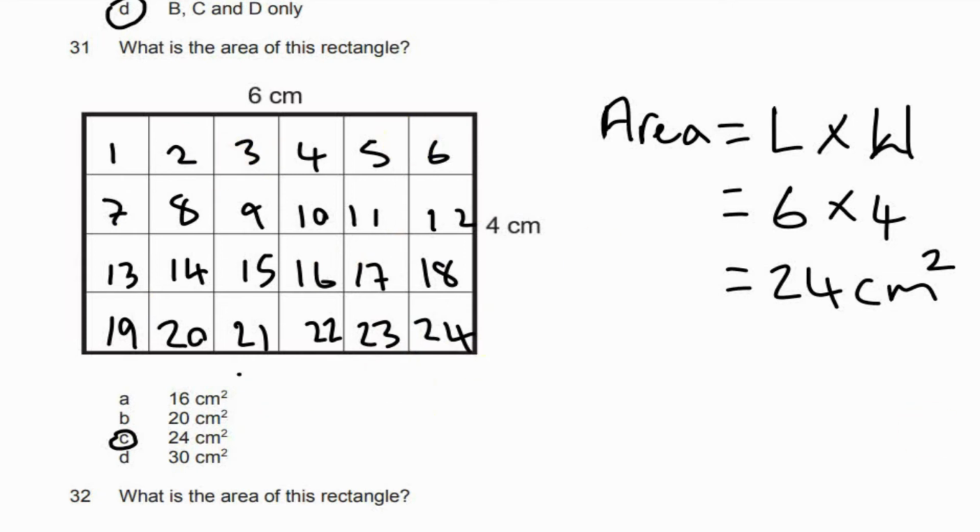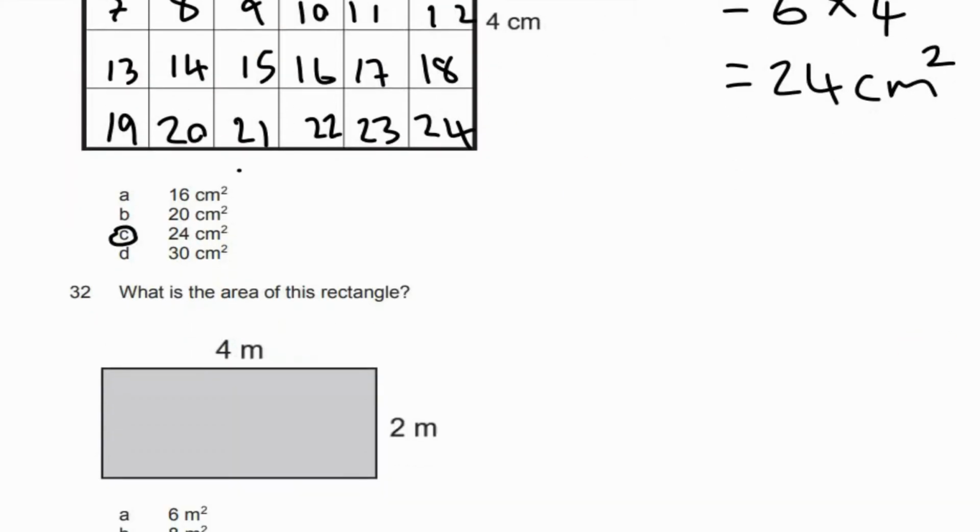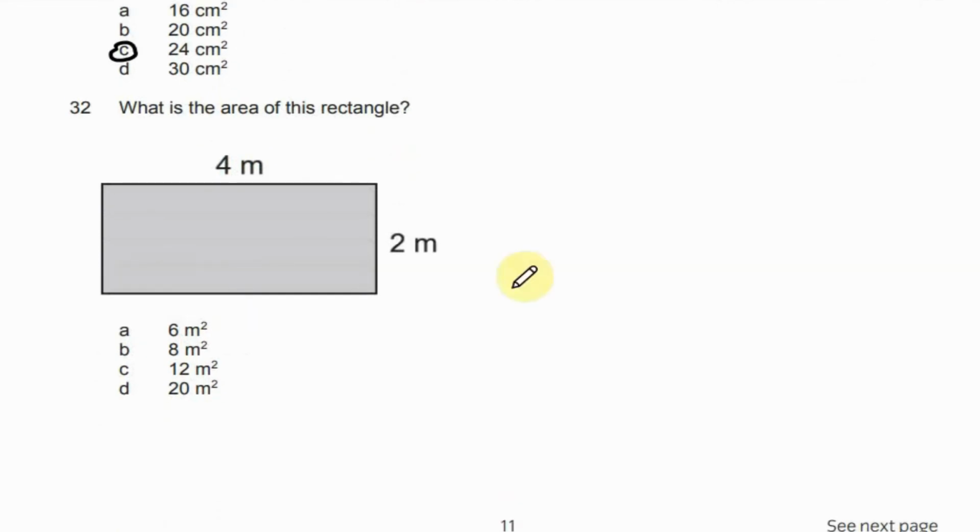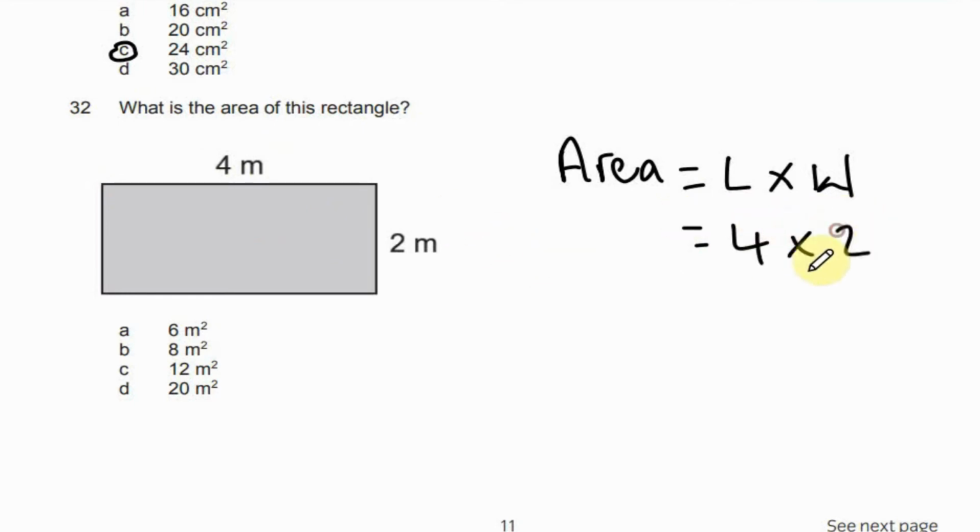All right, now we're moving down to question 32, which asks us what is the area of this rectangle. Pretty similar to question 31. Again, the area can be obtained by multiplying the length times the width. All right, so we just multiply the length times the width. 4 times 2 is 8, so this will come out as 8 meters squared, or 8 squared meters. All right, which is option B right here.